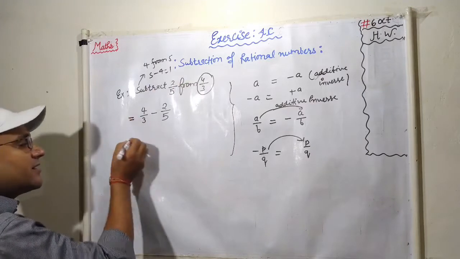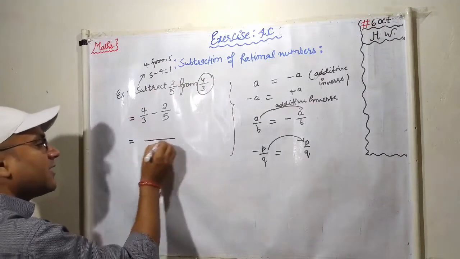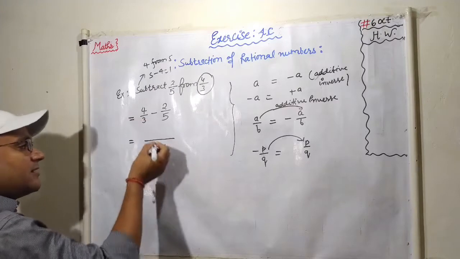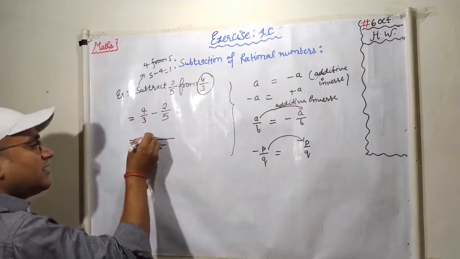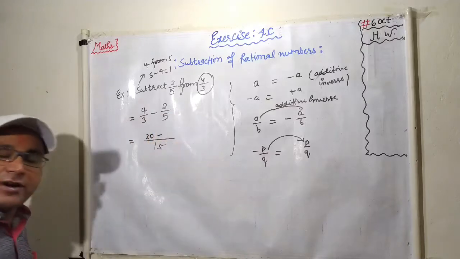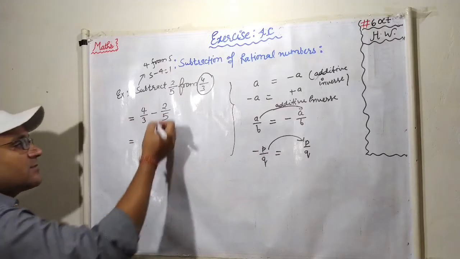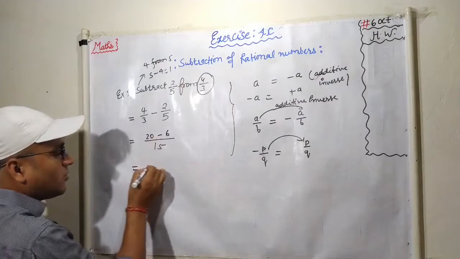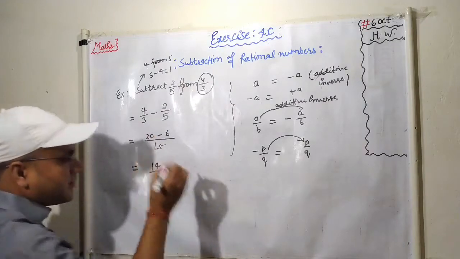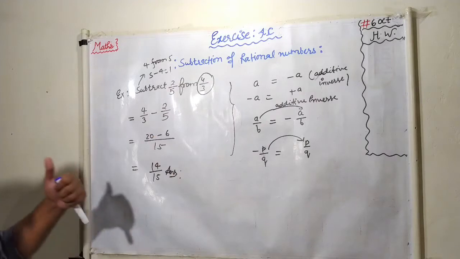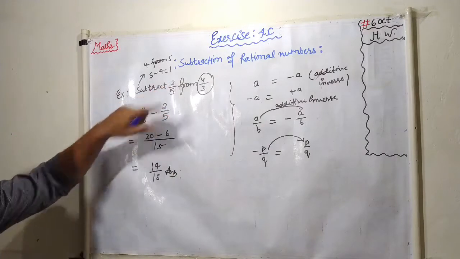Here the denominators are different. Take the LCM of 3 and 5, you will get 15. If you divide 15 by 3, you will get 5. 5 4s are 20, minus. Divide 15 by 5, you will get 3. 3 2s are 6. What you will get? 14 upon 15. This is your answer.